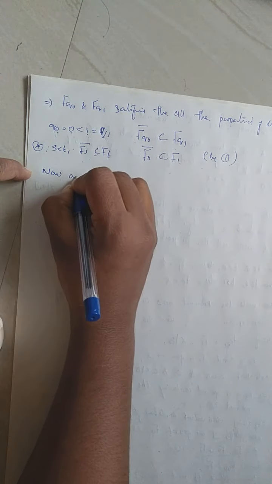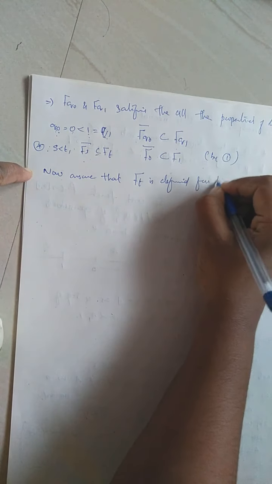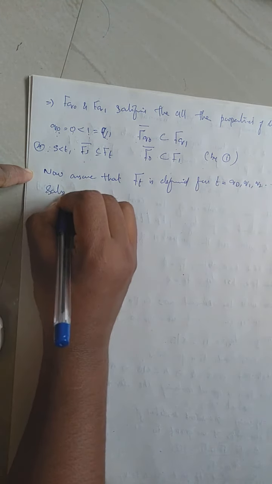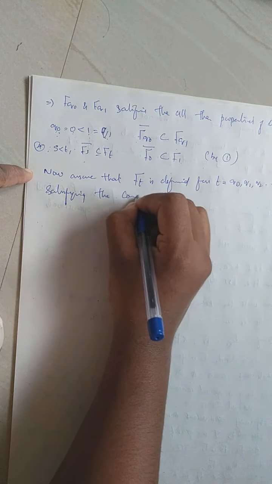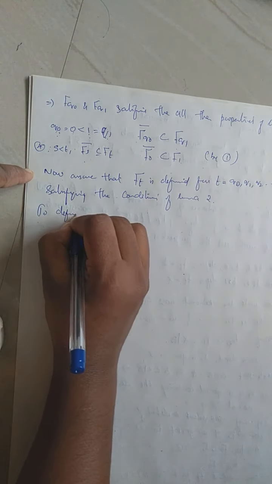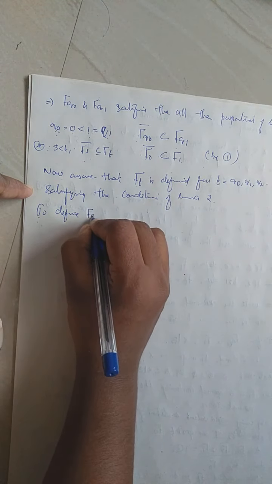Now we want to define Ft for each t in the rational numbers of the open interval (0,1), because we already defined it for 0 and 1. Now assume that Ft is defined for t equal to q0, q1, q2, etc. up to q_{n-1}, satisfying the conditions of lemma 2. To define successively, you can define using normality F_q1, F_q2, F_q3, etc. At the nth stage, we must define F_qn.